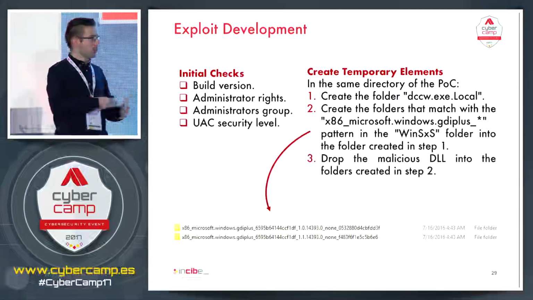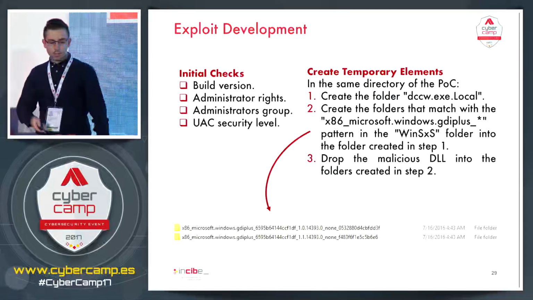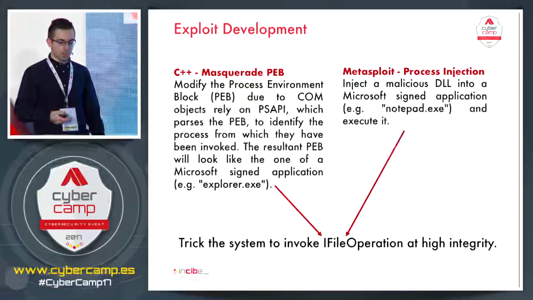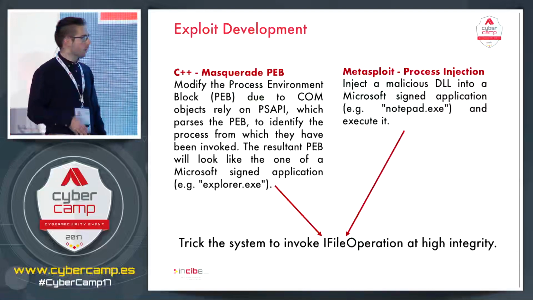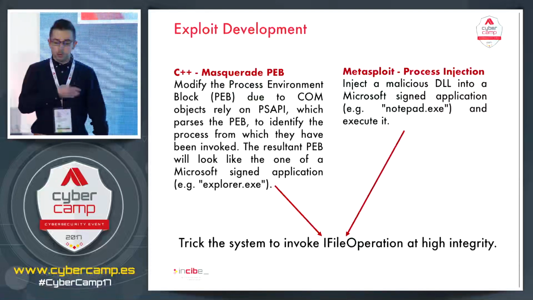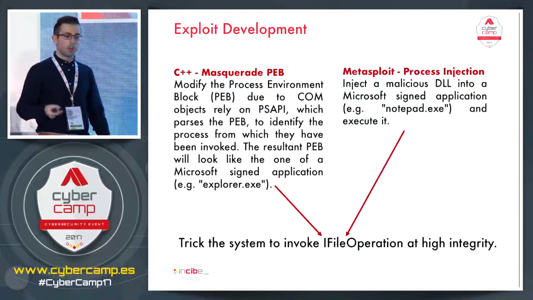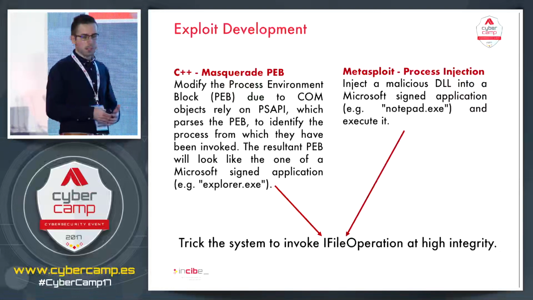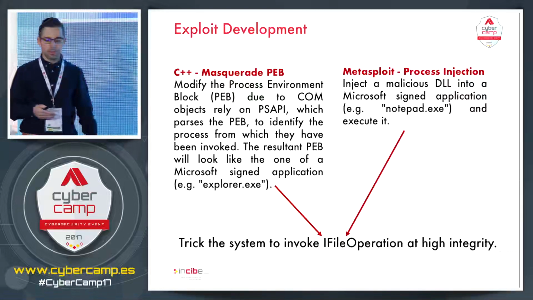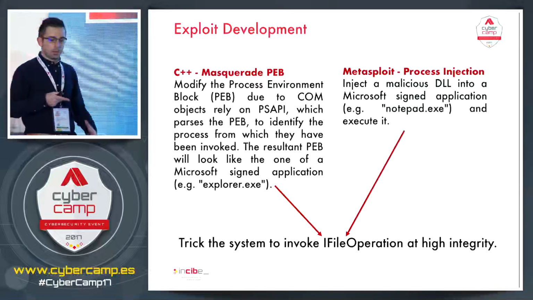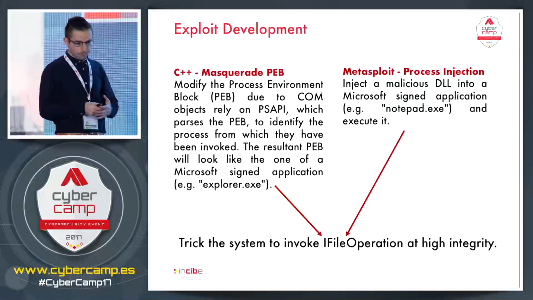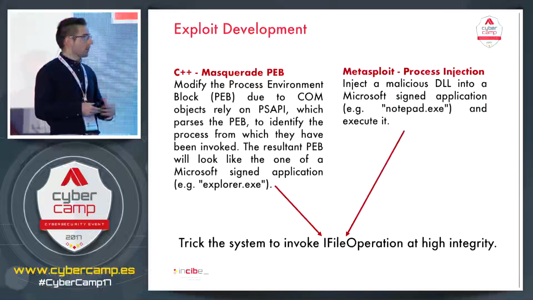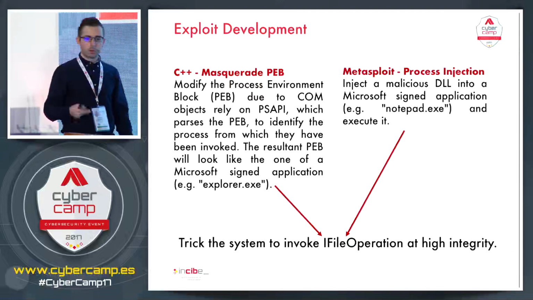Then, after all these directories have been created and copied, we're going to copy our malicious DLL, and then we are going to run the critical part of the exploit that is going to enable us to invoke the COM object process with our highest integrity level. In the case of C++, I'm going to use a method called masquerade PEB, or the modification of the process environment block in English. Why do we do this, and how are we going to do it?